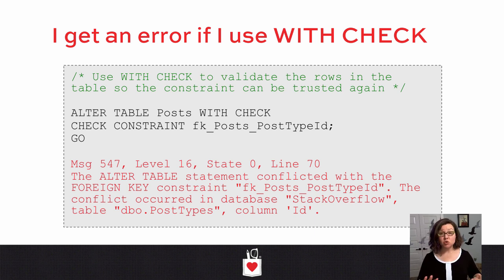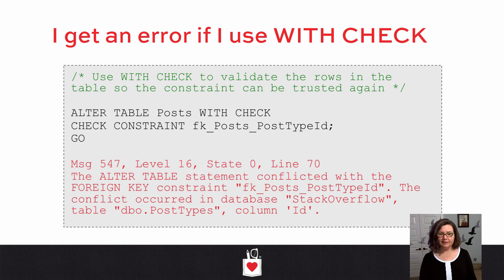And this syntax looks really weird because I have a line break in here, but essentially I have with check, check constraint, which looks really funny. This is correct syntax. What I'm saying is I want this constraint to be back, and I want you to check every row in the table.